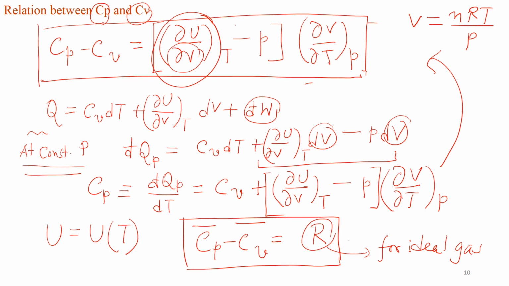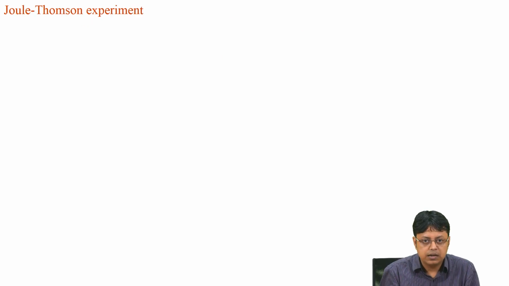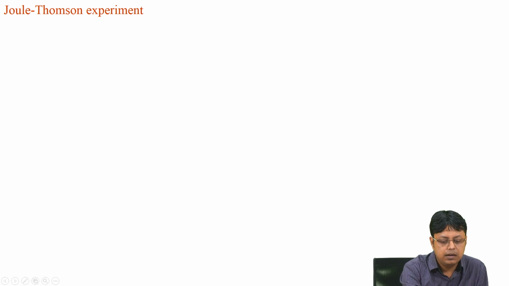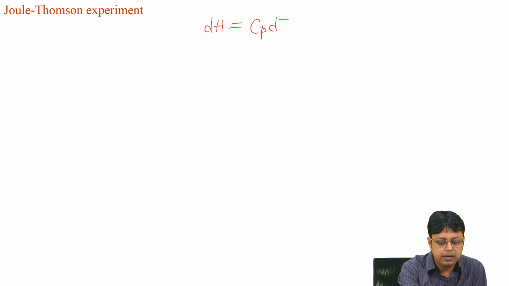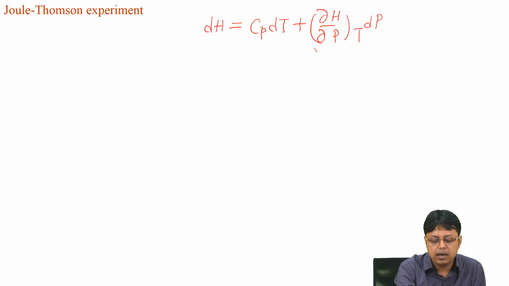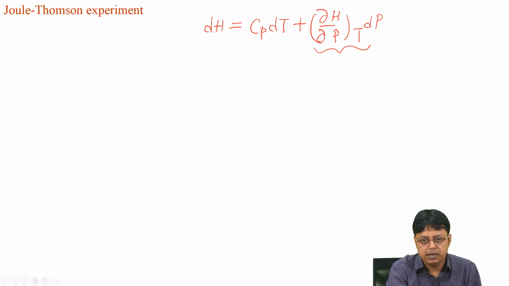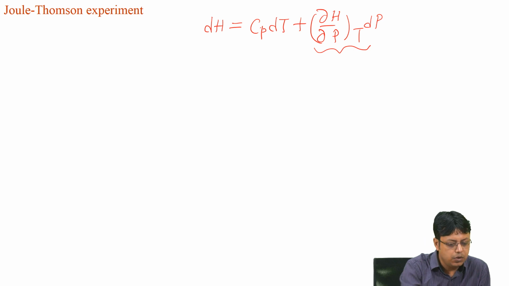Now, let us discuss what happens if we do a change of the system at constant pressure. We already discussed that we got a relation that the total derivative for the enthalpy is nothing but Cp dT plus (∂H/∂P)_T dP, and we are left with the task how to measure this (∂H/∂P)_T. For that, we will discuss something known as Joule-Thomson experiment, but before that, let us discuss what is the total derivative for enthalpy.